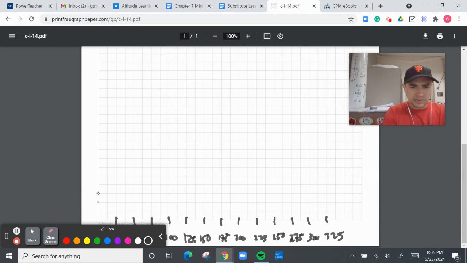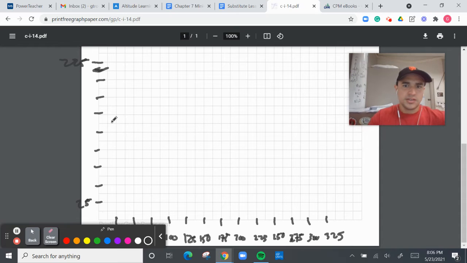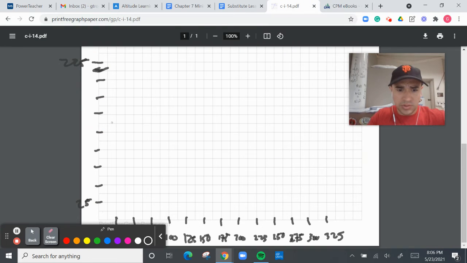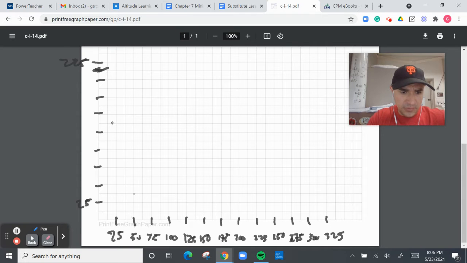Or 25s as well. Let's see: 25, 50, 75, 100, 125, 150, 175, 200, 225. So 225 is up there, and 25 is up here. All right, I think that'll work. So let's go ahead and graph, draw a line through the points. 50 and 34. So let's use blue. 50 and 34, that's going to be, let's just say there.